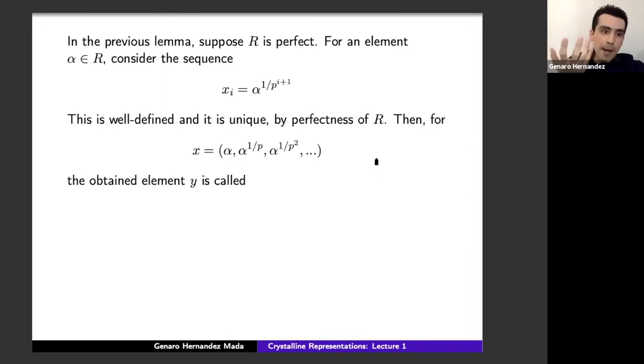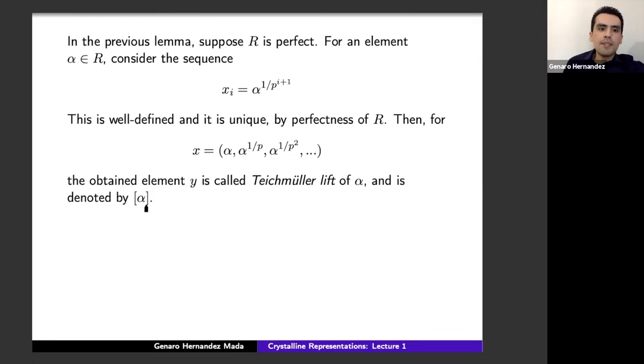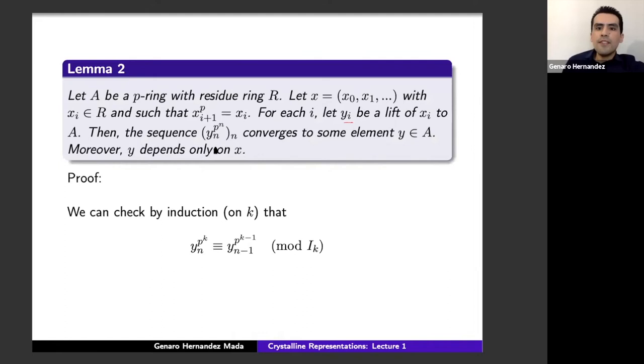And by the lemma, we get an element y, and that is called the Teichmuller lift of alpha that Rogelio already mentioned in his course, right? And usually it's denoted like this, okay? The Teichmuller lift of alpha. So we just need to consider this sequence. And what we do, if you remember, we take a lift for each of these elements. We take a lift here and we raise to the power this, and we take the limit of that sequence. So this lemma says that this sequence always converges. So the slides will be on Sulips if you want to check all the details of the proof.